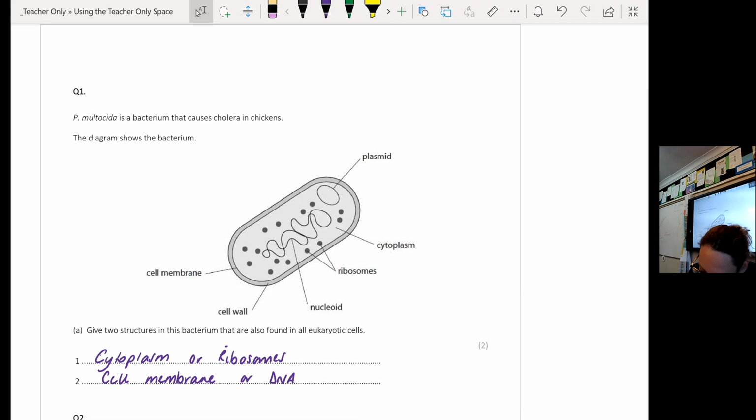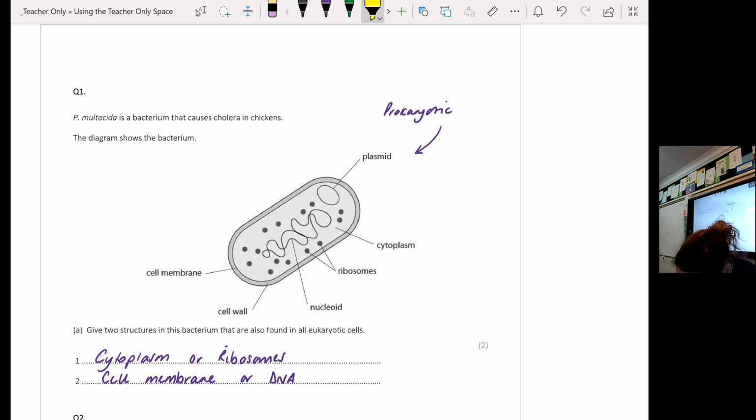Okay, so the first question talks you through a bacterium. It starts off with a funny word. It says P. multocida, which is the name of this specific bacterium that causes cholera in chickens. The diagram shows the bacterium, so I have a handy diagram that I can compare to. Now this bacteria is a prokaryotic cell.